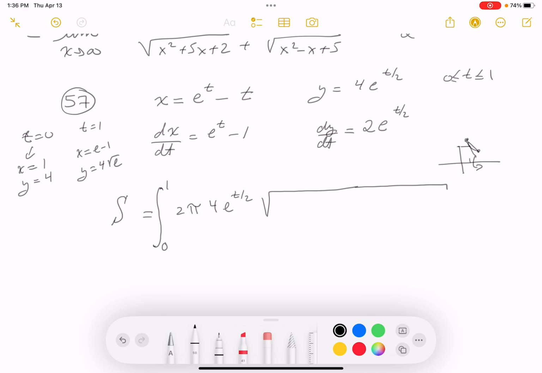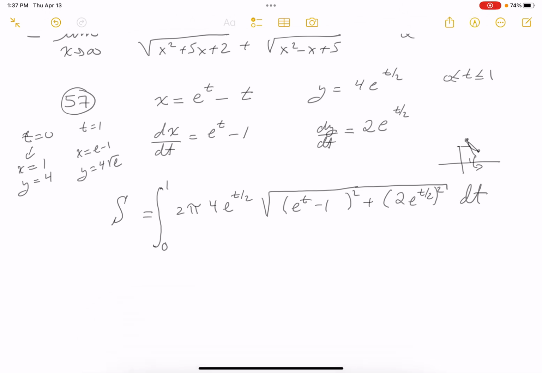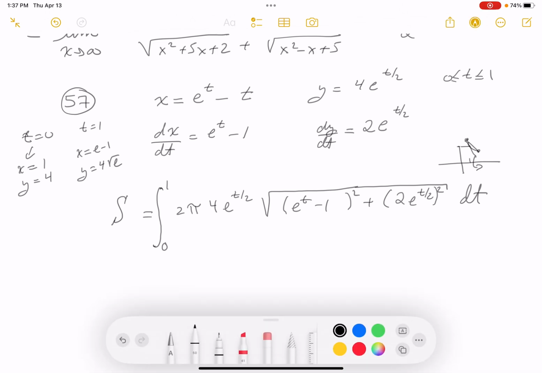All right? Now, what goes inside here is going to be the dx/dt squared. I'll write that down now. So that's e to the t minus 1 squared plus 2 e to the t over 2 squared, and then it's going to be dt. Okay, if this were an exam question, I would be doing something now. What I'd be doing is erasing this business. I don't really need it.